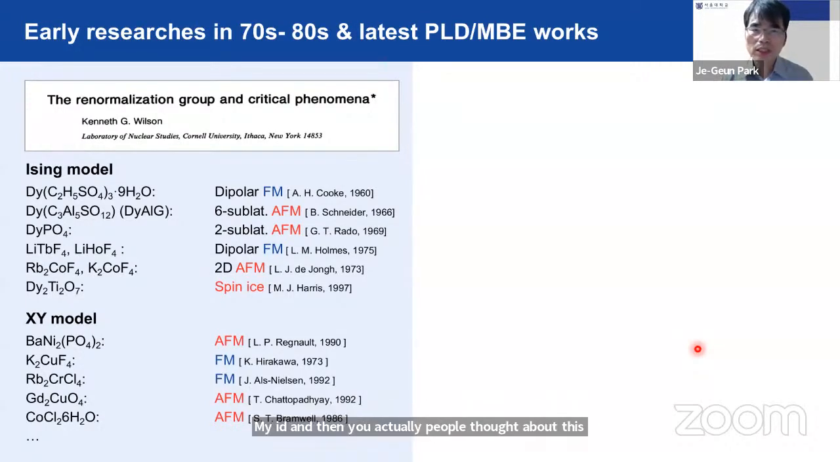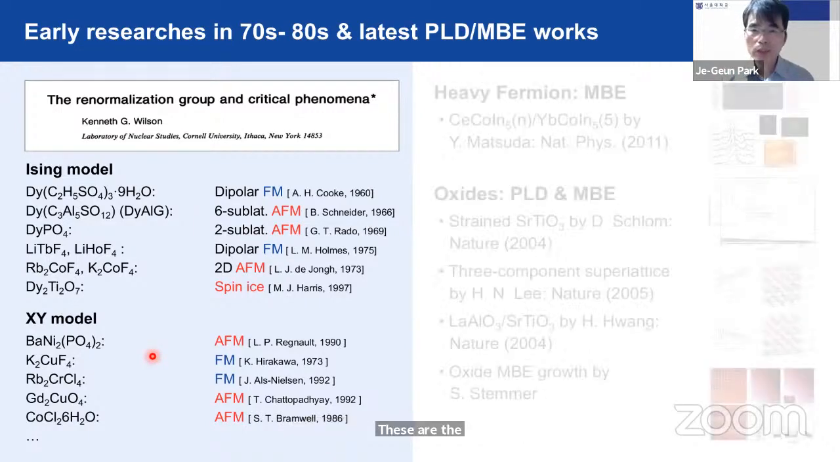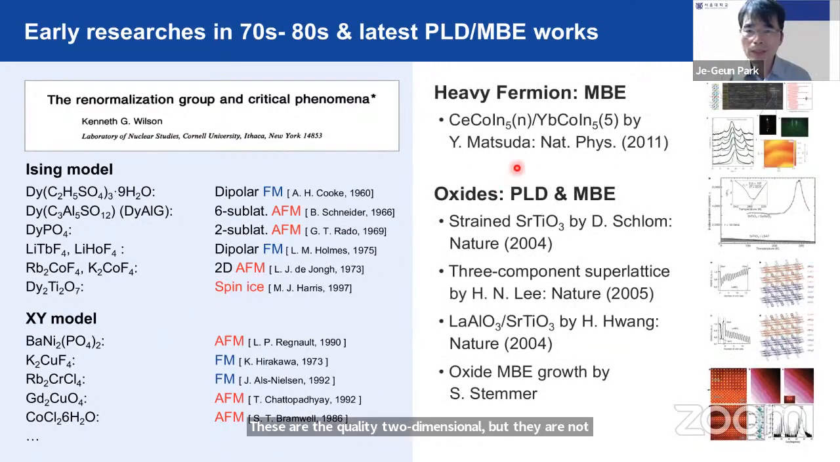The only difficulty was that in the 70s and 80s, when Kenneth Wilson was working on renormalization group theory and quantum problems, and predicting the critical exponents, most of the experimental work was done on pseudo two-dimensional systems, as you can see here, Ising and XY. These are quasi two-dimensional, but they are not real 2D. And more recently, people decided to use MBE and PLD techniques to grow really thin samples, in this case mostly oxides, but there have been some attempts on metallic heavy fermions. So this is pretty much state-of-the-art work.